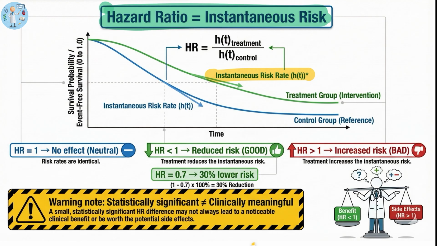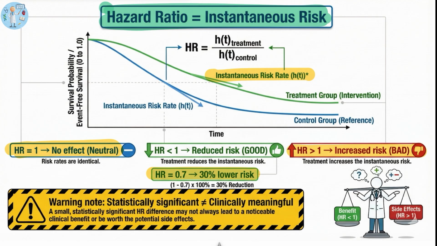Give us the simple way to interpret the number itself. Okay. An HR of 1 means the risks are equal. The drug did nothing. An HR of 0.7 means that at any given moment, a patient on the new drug has a 30% lower risk of the event happening compared to someone on the placebo. So a low number is good. You want below 1. Way below 1. And if the HR is above 1, that's really bad. An HR of 2.0 means the drug is doubling the instantaneous risk. So you're looking for that magic combo: a low p-value and a hazard ratio that's significantly below 1.0.